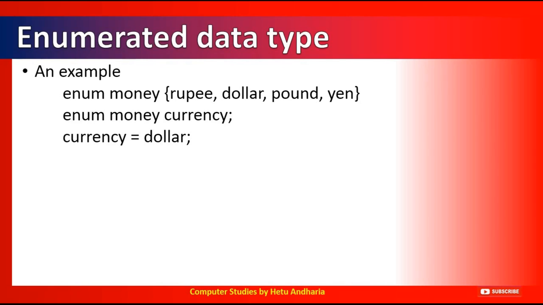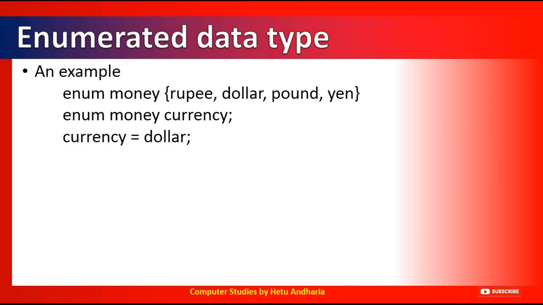For example, if you want rupee to be equivalent to 10, dollar to be equivalent to 50, pound to be equivalent to 75 and yen equivalent to 100, then we may write the first statement as enum money in curly bracket rupee is equal to 10, dollar is equal to 50, means putting comma in between. Here you will have to type rupee is equal to 10, dollar is equal to 50, pound is equal to 75 and yen is equal to 100. Like that way you can assign different values, otherwise it will be 0, 1, 2 and 3.